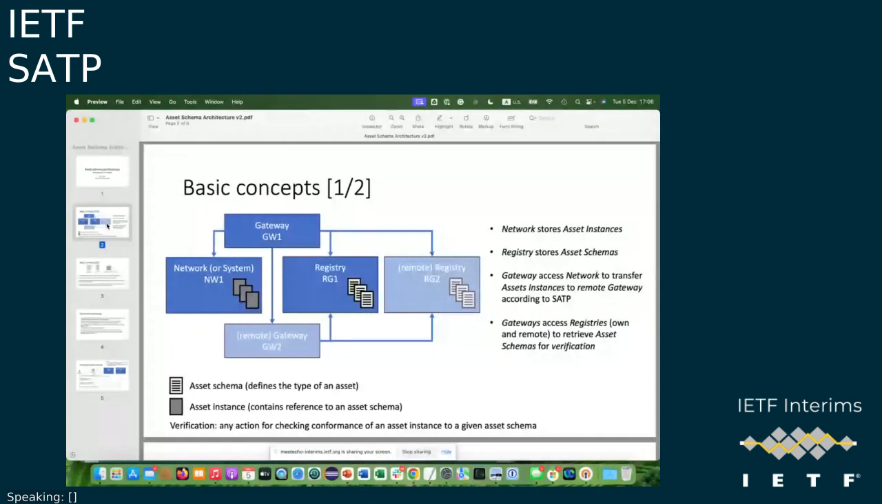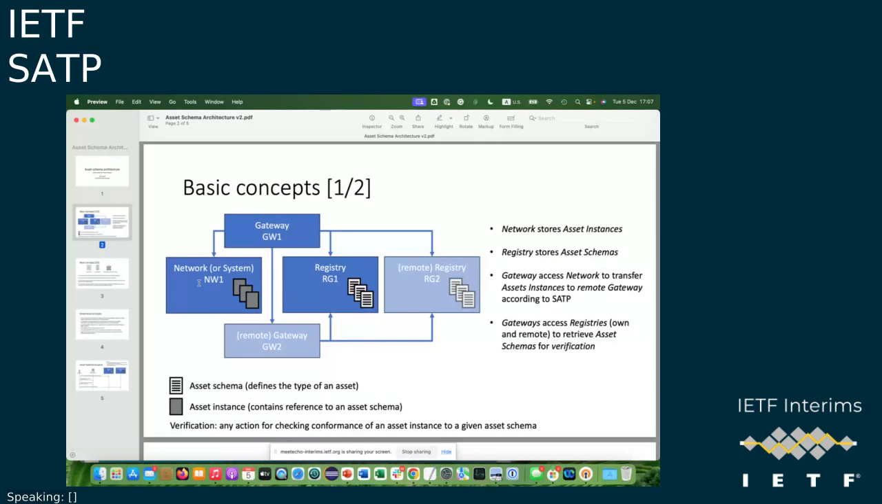So starting with the gateways that we all know. As you see, gateway one, gateway two are the two gateways as we describe them in the flows in SATP. And the gateways rely on networks in order to fetch the assets and execute the SATP protocol. So what we are introducing here with the suggestion that we're having with Thomas is to introduce another concept, which is the registry.